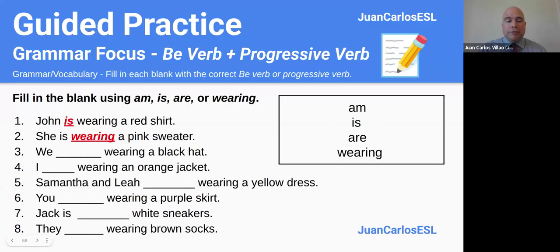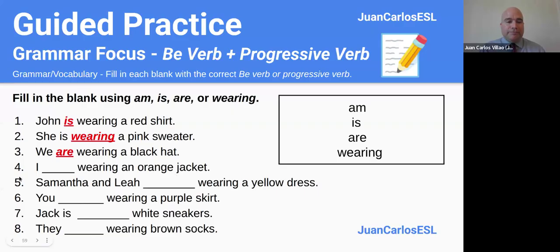Se incluye uno mismo cuando está usando we, como nosotros en español. Uno es parte del grupo cuando dicen nosotros. So we are wearing a black hat. Nosotros nos estamos poniendo un sombrero negro, o tenemos puesto un sombrero negro. We are wearing a black hat. So the be verb are will be the answer for number 3.